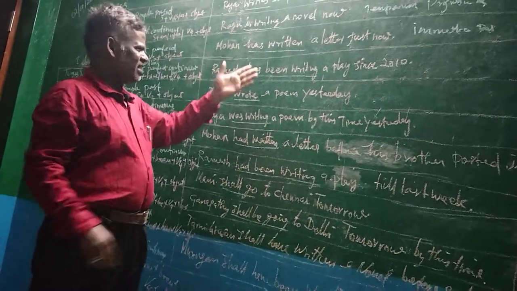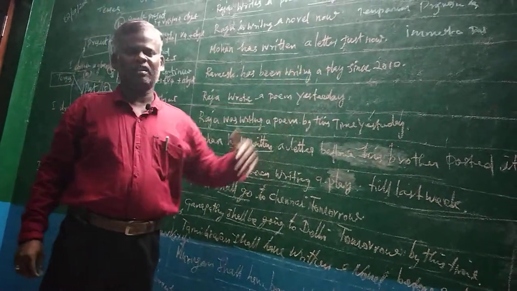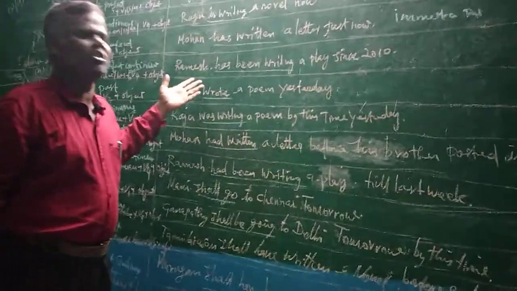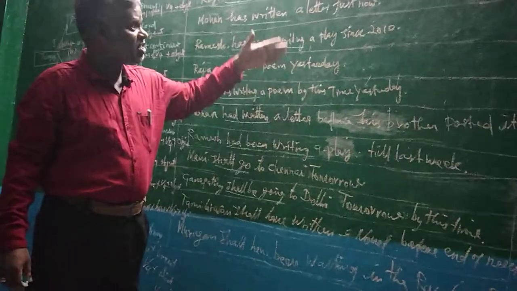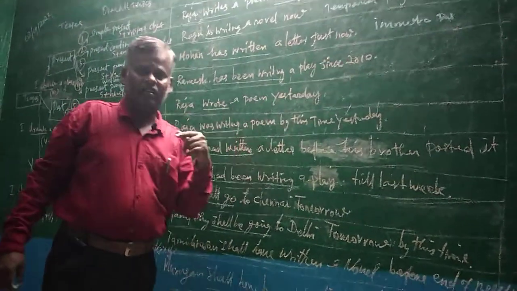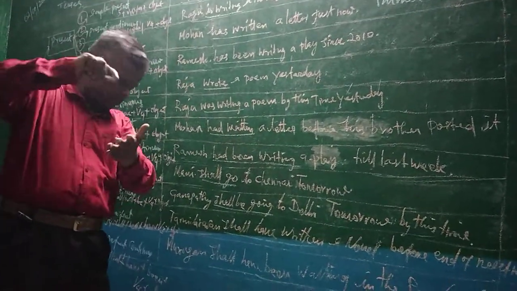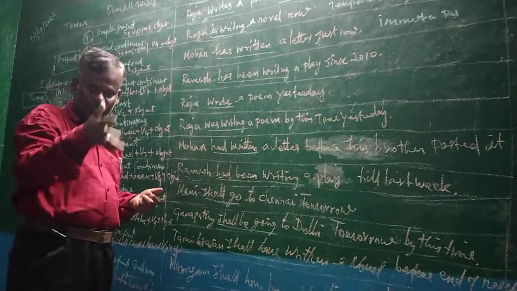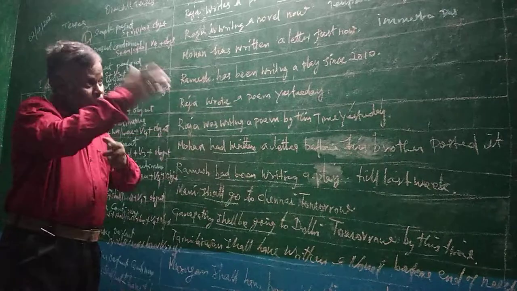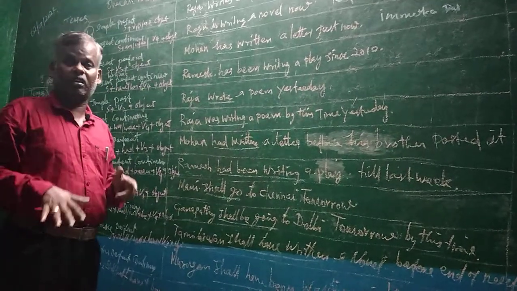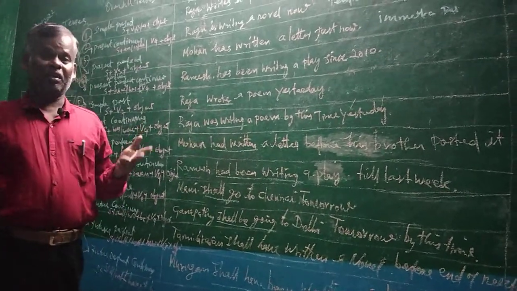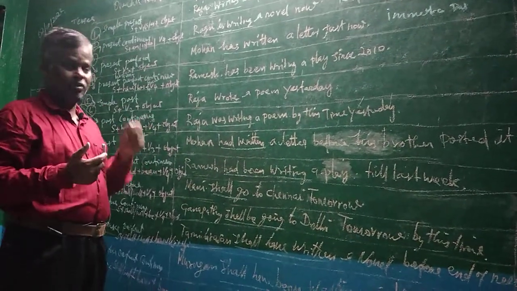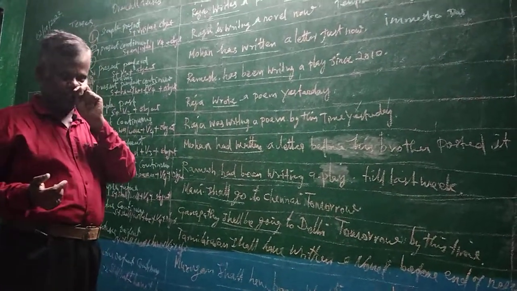But Ramesh has been writing a play since 2010. Ramesh is also one of the poets, like Shakespeare. He has been writing a play since 2010, since he started writing that play. Now it is 2022, so for the last 12 years he has been writing. I think he is going to make it a very fabulous box office play, and through that he will become a very great person.